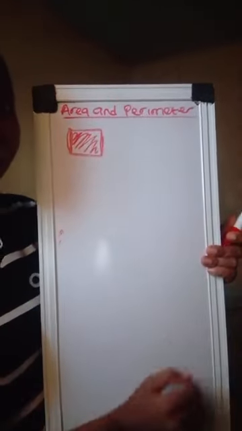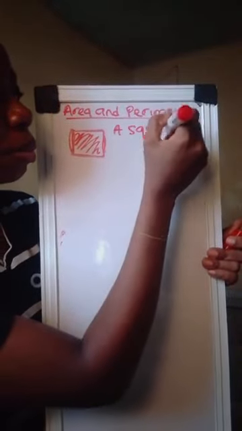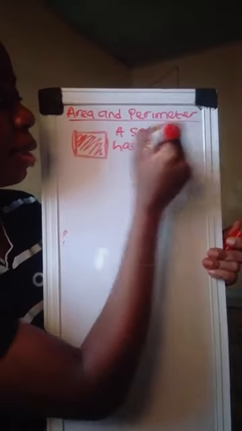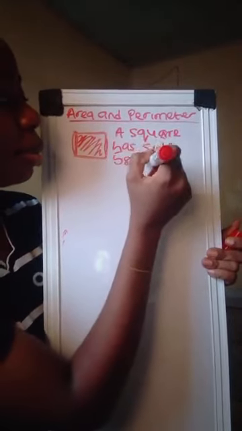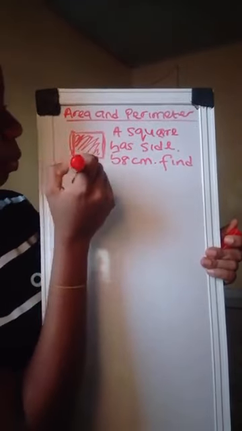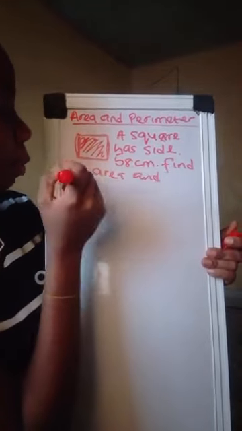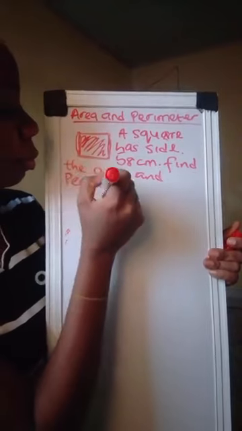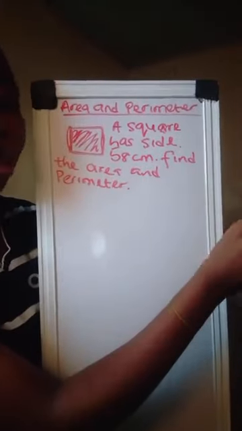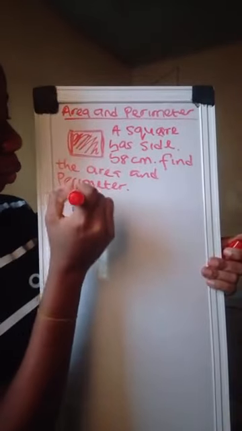So let's look at this question. A square has side 58 centimeters. Find the area and perimeter. Okay, find the area and perimeter of that square with side 58 centimeters. So let's go. Solution.